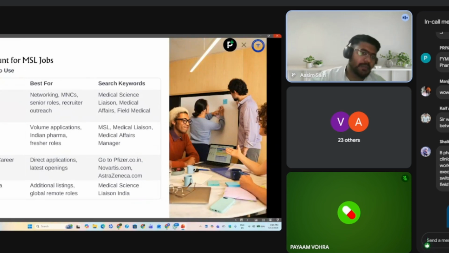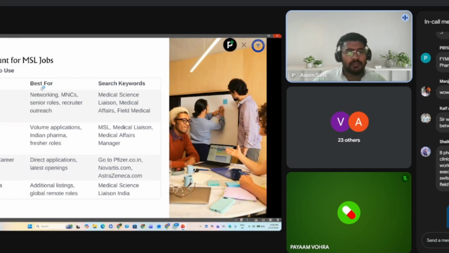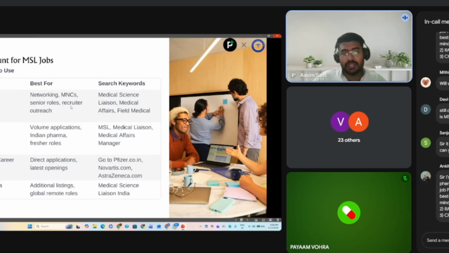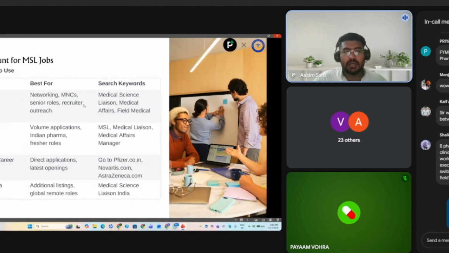How to hunt for MSL jobs. Platforms: LinkedIn, networking, MNCs, recruiter outreach. You should have good community engagement with senior roles. Search keywords like medical scientific liaison, medical affairs, field medical information. There is Naukri.com, with high volume applications, Indian pharma, and fresher roles also available. Naukri.com is a very good platform.